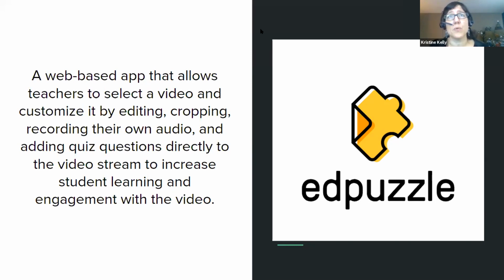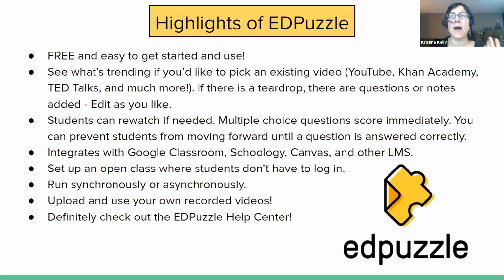We're actually going to go through and use a very short video to show you how it works. But basically, you can select a video. If you have a video or you find one online or you make your own, you can edit it, crop it, record your own audio over it. You can add quiz questions that students have to answer before they move into other parts of the video. And it's just a way to increase student learning and engagement, again, with a particular video. So these are some of the highlights of Edpuzzle. It's free.